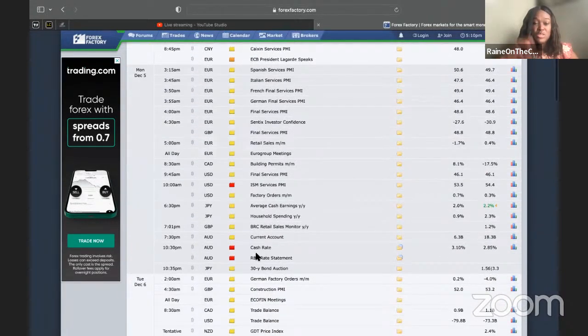Anybody who was trading last Friday, that was the first Friday of the month. That is not a good day to trade. There were tons of red folders. So here's a red folder for Monday. High impact at 10 a.m. on the US dollar, at 10:30 p.m. on the Australian dollar on Tuesday.